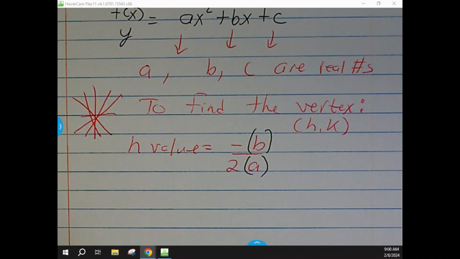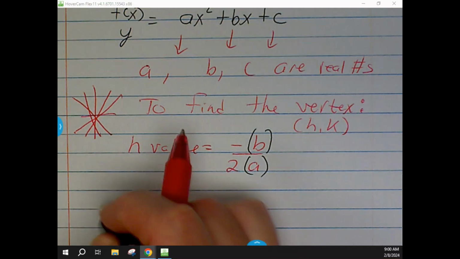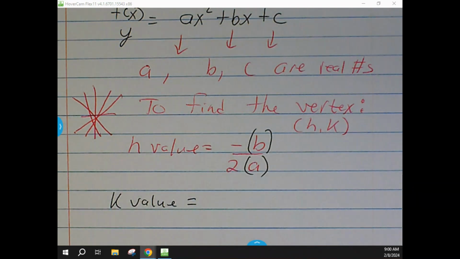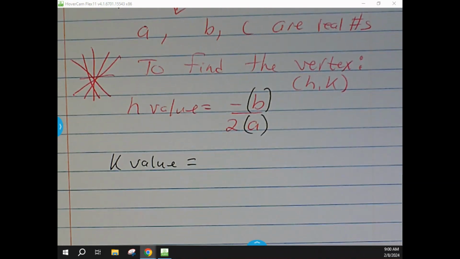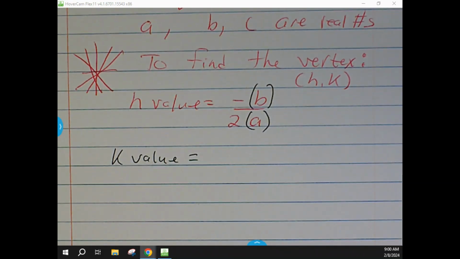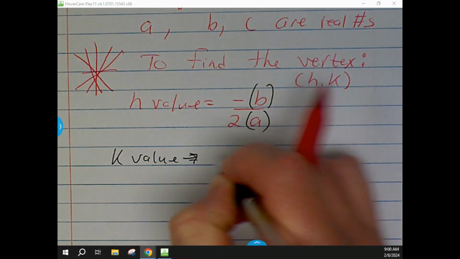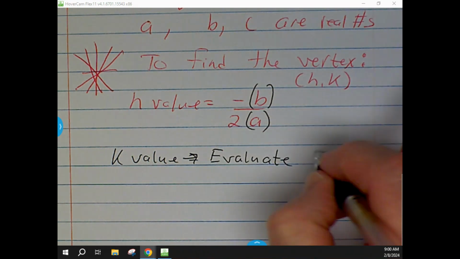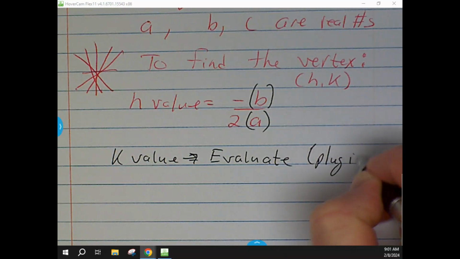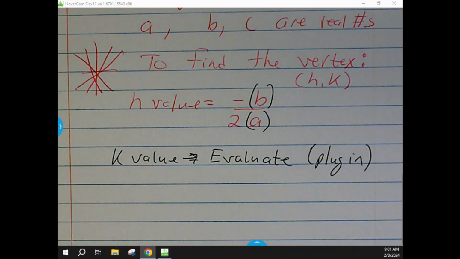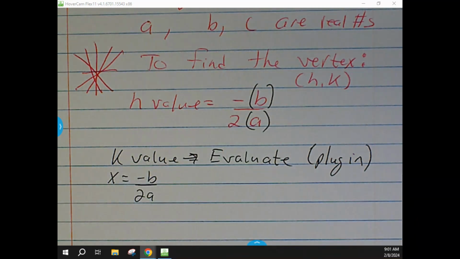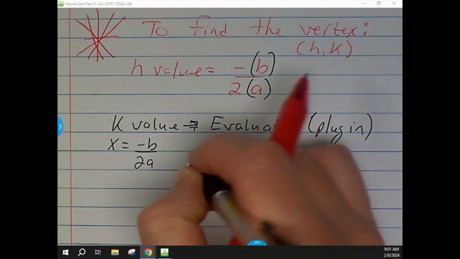Okay. To get the k, which is your y value, the h value is really easy. Negative b over 2a, just plug it in, simplify it. You've got what you need for that one. To get the k value, you have to evaluate. Again, evaluate means you're going to plug it in: the negative b over 2a number for x in the original equation.